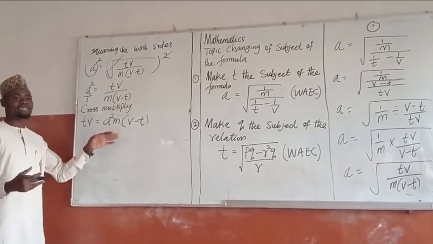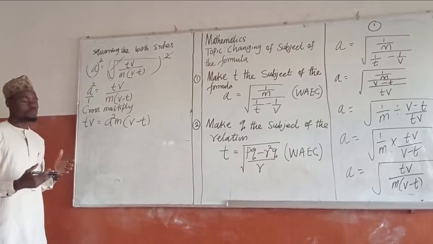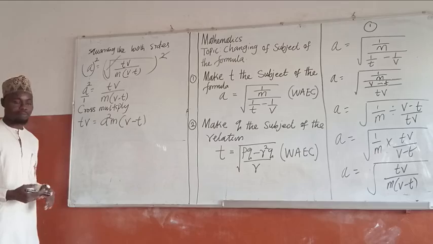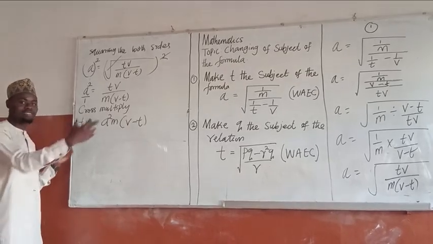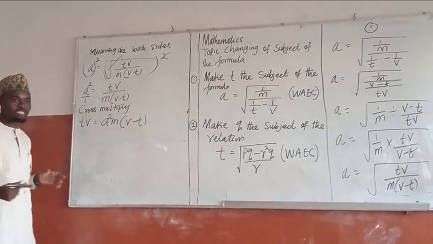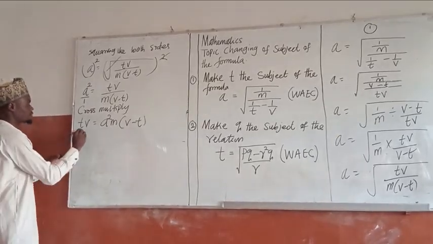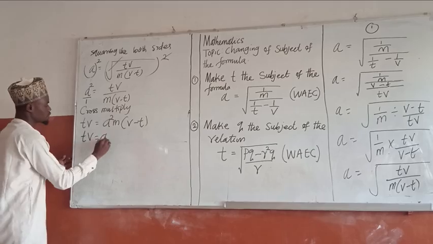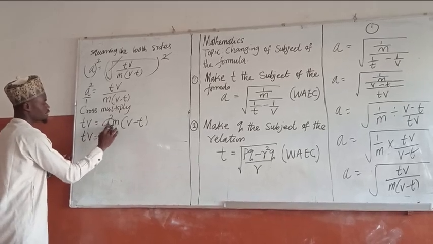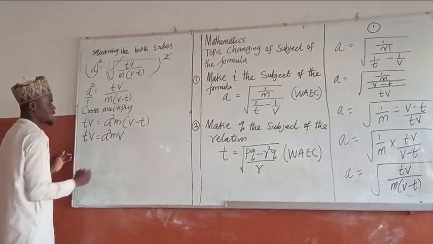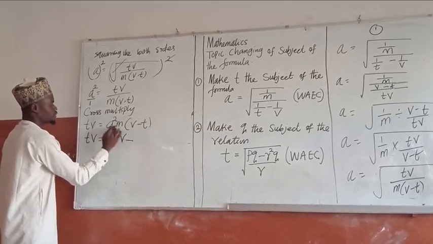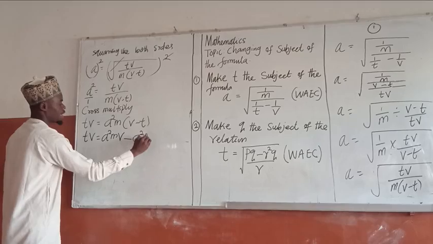Having t on one side, we have our final destination. But now, since t is at the right hand side and also at the left hand side, we have to expand the bracket. We have tv is equal to a square m times a square mv, then minus a square m times a square mt.